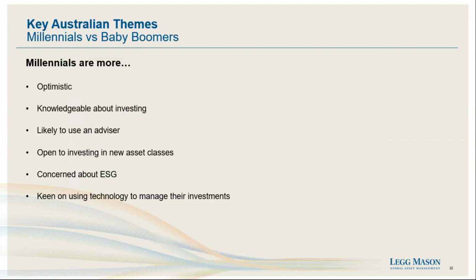Okay, number 7 in our themes for Australia is the millennial cohort. More optimistic than the other cohorts, as I've shown you. As I said already, I think that's down to them having more time. They have enjoyed nothing really apart from a bull market in their investing lives, unless they started very young. They see themselves as more knowledgeable about investment, arguably overconfident. They're more likely to use an advisor, which I've already said was a surprise to us, but we think is encouraging. And they are much more open to investing in new asset classes.